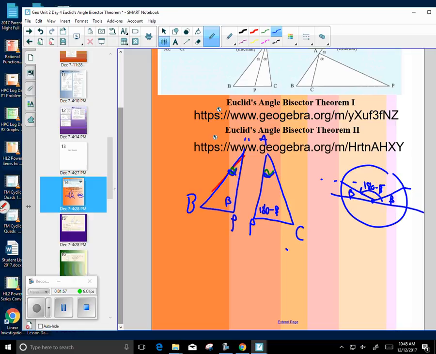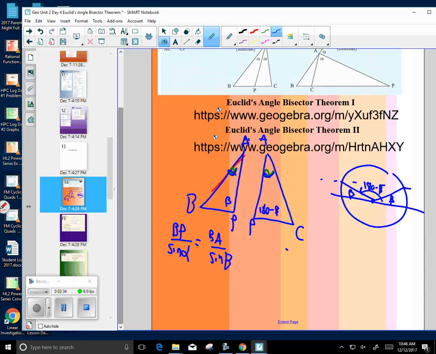Okay, so let's do it. I'm going to make sure I do the right values here. We're going to do the law of sines here. BP over the sine of alpha is going to be equal to BA over the sine of beta. Do you agree with that?